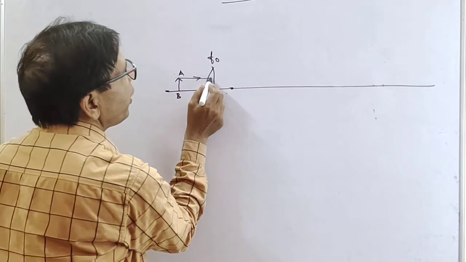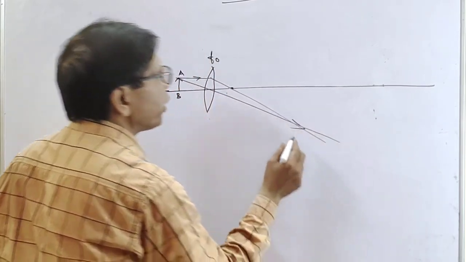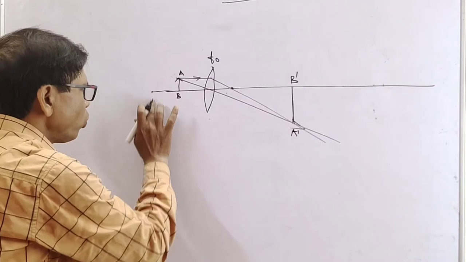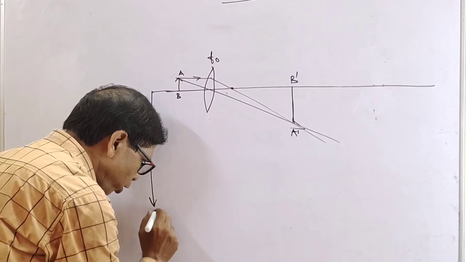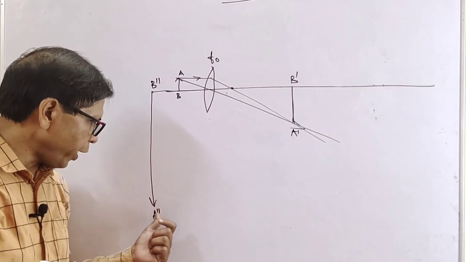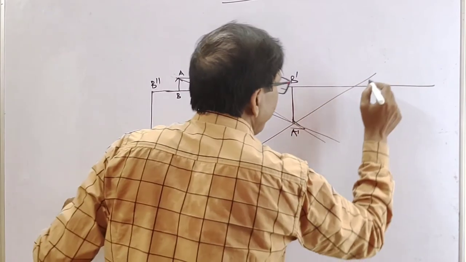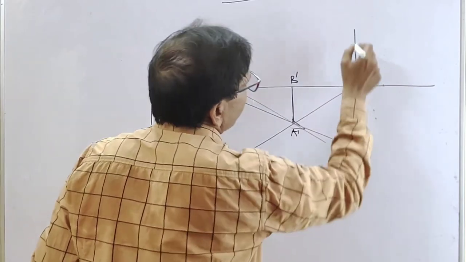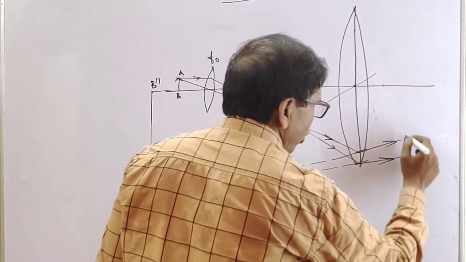Now, look at this. This is the parallel ray. This passes through the focus, and another ray passes through the optical center. Look at this. The objective forms its image A'B'. Now, to locate the position of the eyepiece, we have to draw the final image A''B''. Now, a line is drawn between A'' and A'. This line intersects a point on the principal axis. This is the position of the eyepiece. Okay, this ray appears to come from this part. Now, this is the observer.